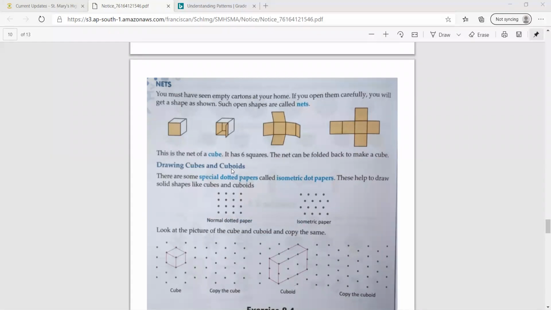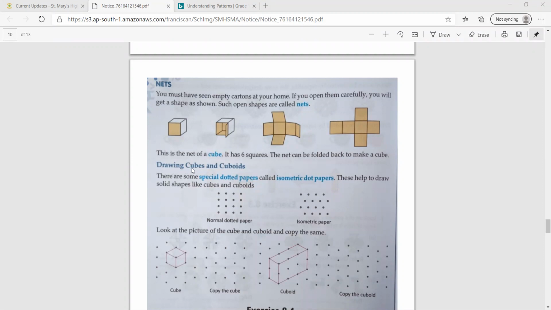So what is a cuboid? A cuboid is also a box, but all the sides are rectangles. The 6 sides will be rectangles. So here a dotted picture of the cuboid is given. So a matchbox or your pencil box, they are all cuboids.